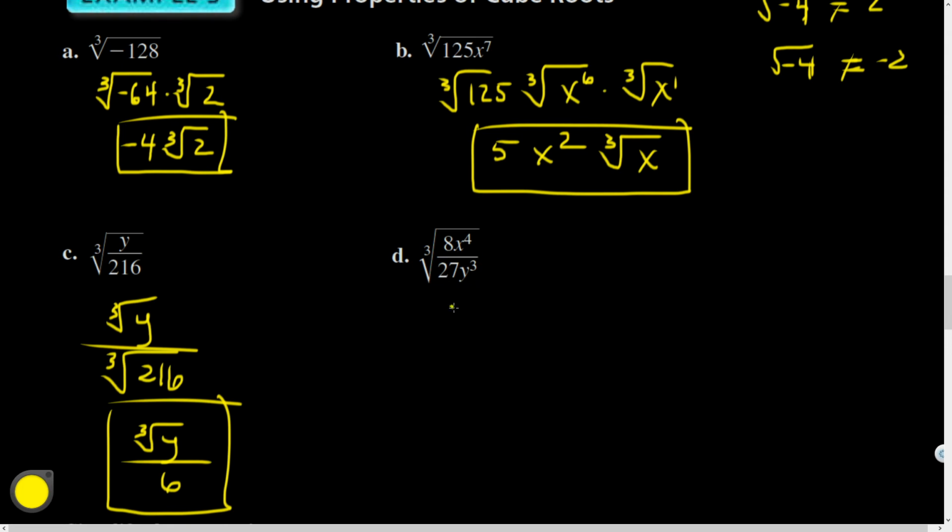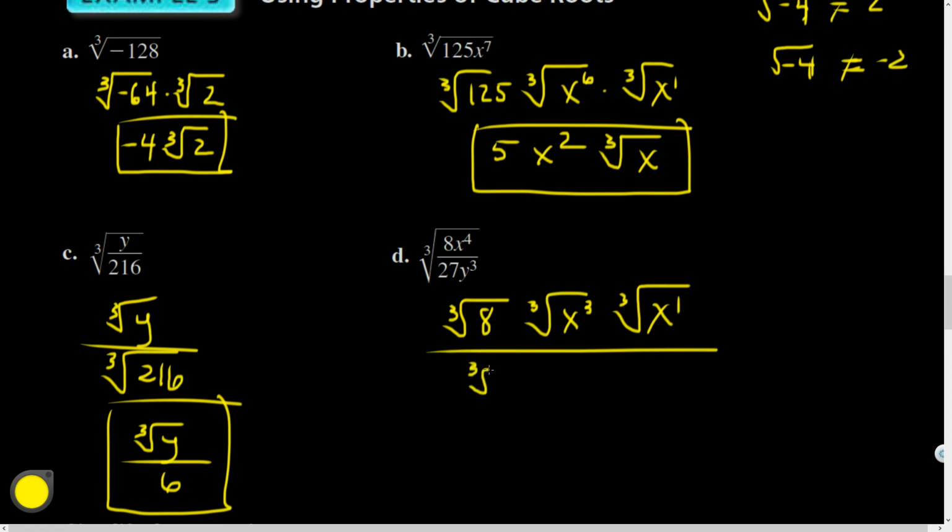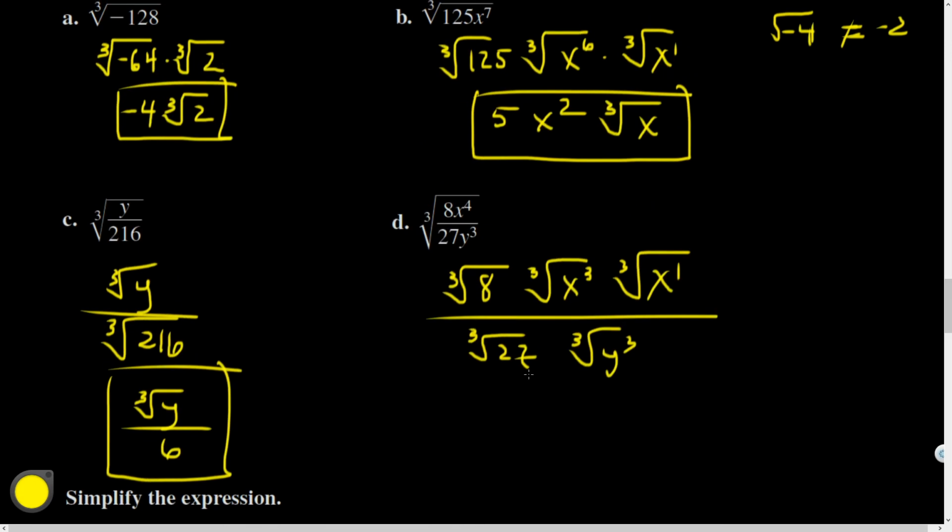Over here, let's break this up. So up top, I'll have the cubed root of 8, which is a perfect cube. I'll have the cubed root of x to the 4th. I'm going to break into x cubed times x, right? 3 was the largest exponent I could get that's divisible by that index. Over the cubed root of 27, that's a perfect cube, times the cubed root of y cubed. And so cubed root of 8 is 2. Cubed root of x cubed is x, times the cubed root of this x, which does not simplify, over 3y.